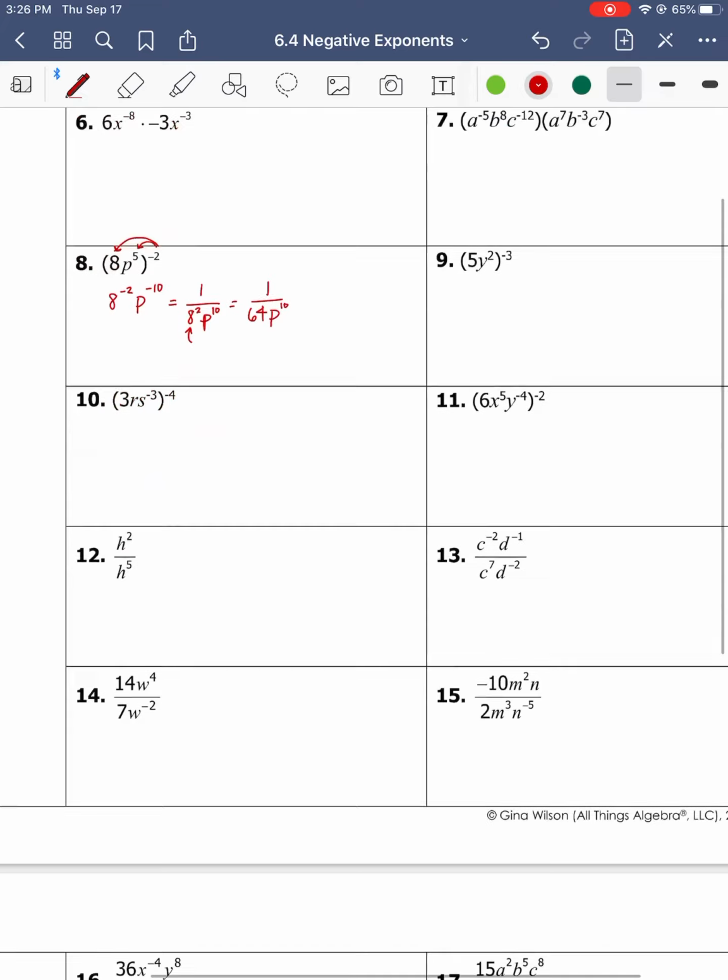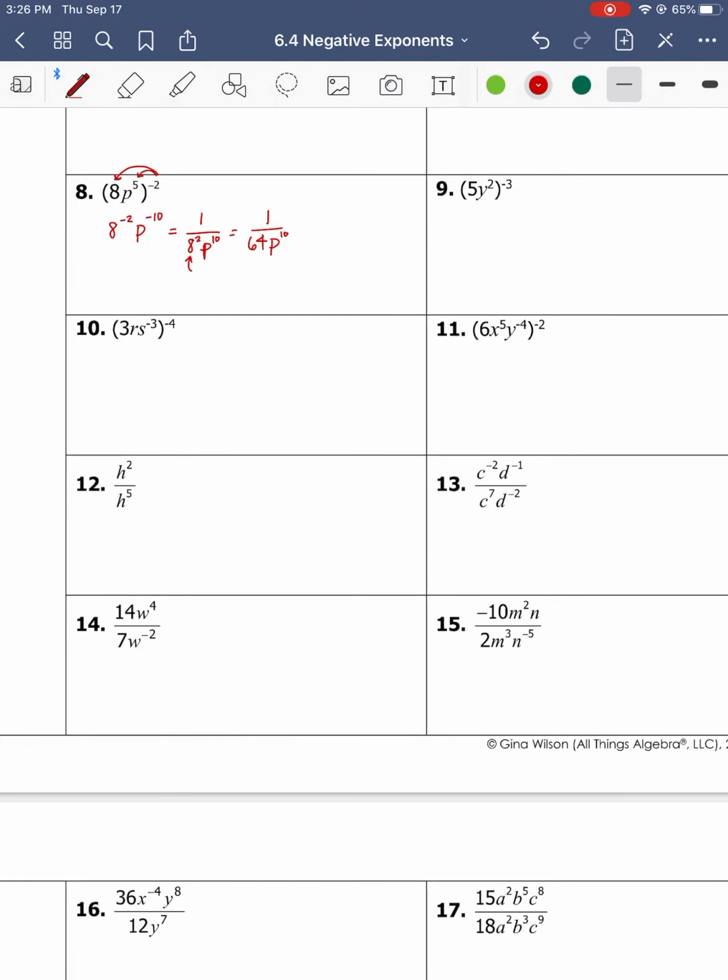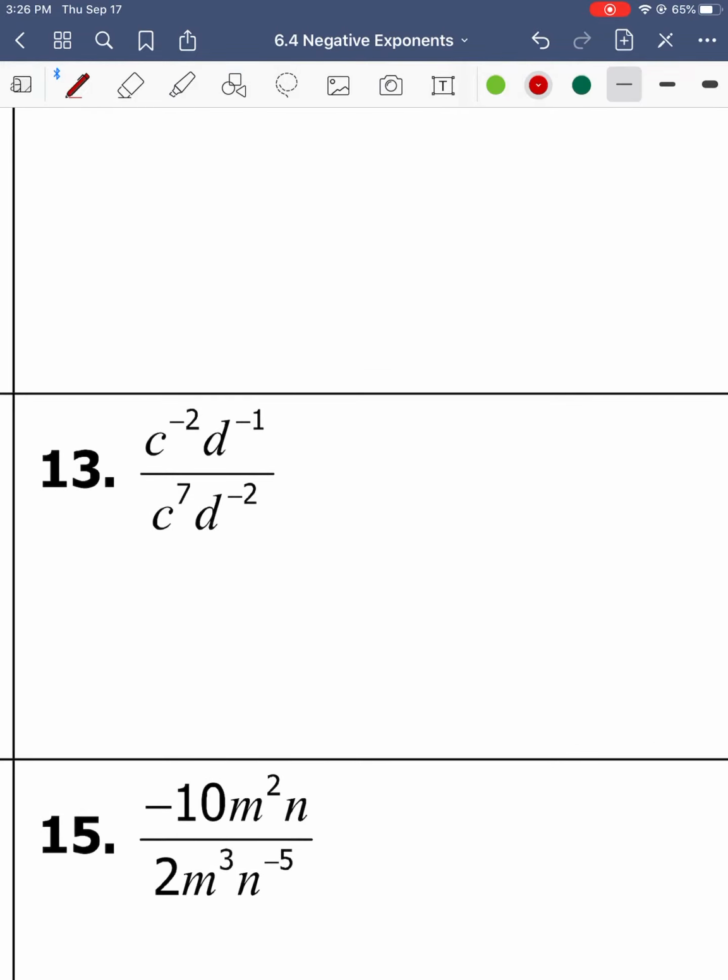All right, so let's do a division one. 13 looks pretty good, a little tricky. When we have a division, we're going to take the exponent from the denominator, so we have c and c, the exponent in the denominator, and subtract it from the numerator. So we're going to have c to the negative 2 minus 7. And then we're going to do the same with this d term here. It's going to be multiplied by d to the negative 1 minus negative 2.